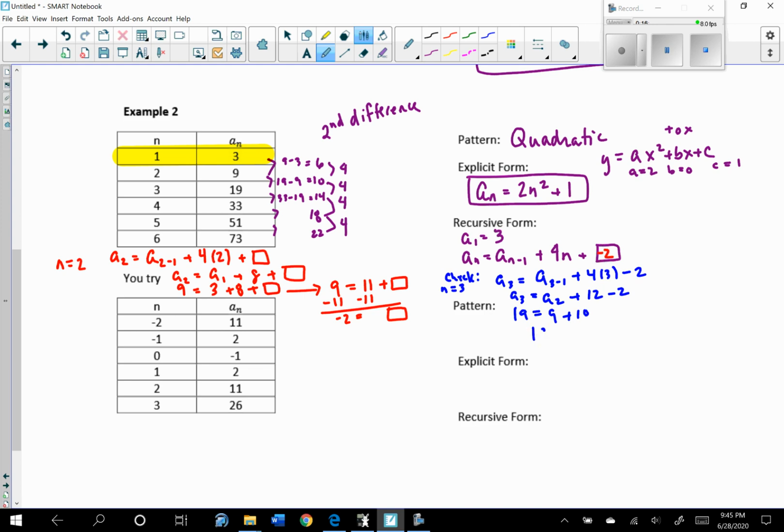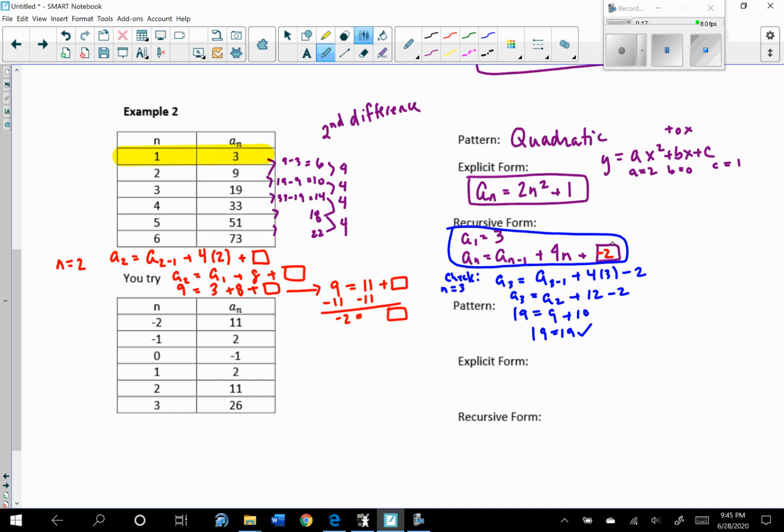So 19 equals 19, so it checks out. So again, that last part was just checking the work that I have. And so that means that this is the correct recursive form. Of course, you don't have to write plus negative 2. You could just write minus 2, same thing.